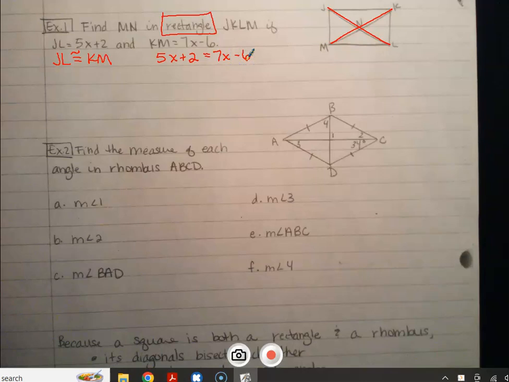Okay, so we can solve for x. I'm going to subtract 2 from both sides. So then we have 5x equals 7x minus 8. Subtract 7x. So I'm going to have negative 2x equals negative 8. Divide by negative 2. So we get x equals 4.